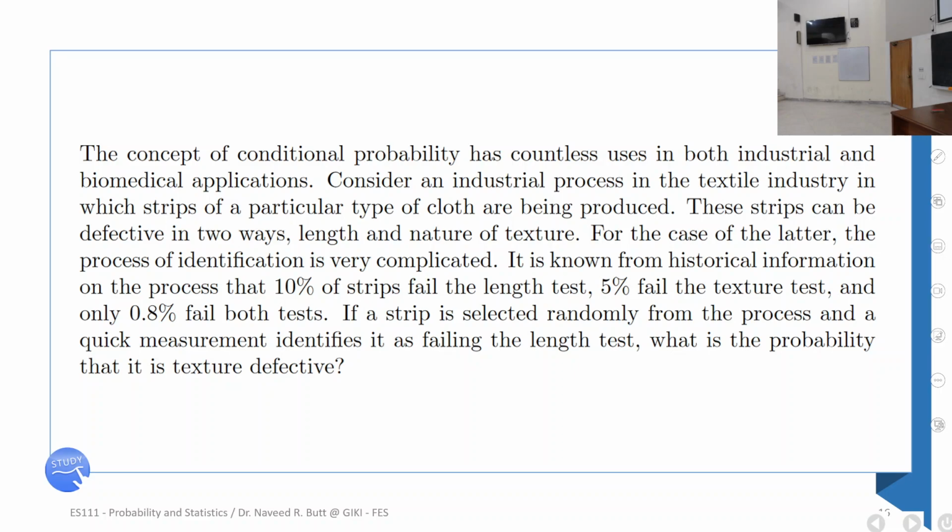तो इंडस्ट्रियल प्रोसेस है, इसमें strings and a particular driver can be refractive in two ways, length and nature of texture. So okay, हम कह रहे हैं कि L means it is refractive in length, and T means it's refractive in texture. L equals refractive in length, T equals refractive in texture. So it is known from historical information of the process that 10% will fail the length test. So what is the probability of L?